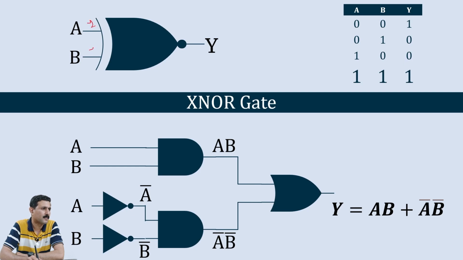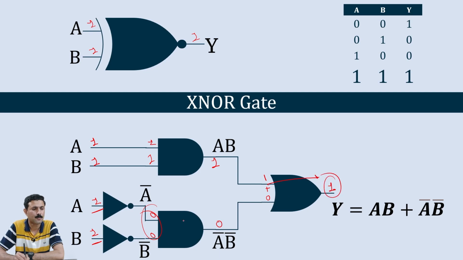So A is 1, B is 1 and the output is 1. So here A1, B1, A1, B1. So 1 into 1 will get 1 in output. Here it is 1, so output will be 0. Here it is 1, so output will be 0. 0 into 0 will get 0 in output. So 1 plus 0, the output will be 1. And that is why we are getting 1 over here.